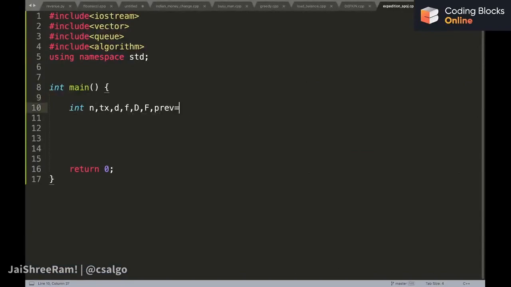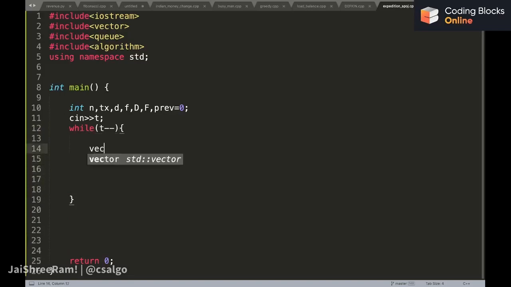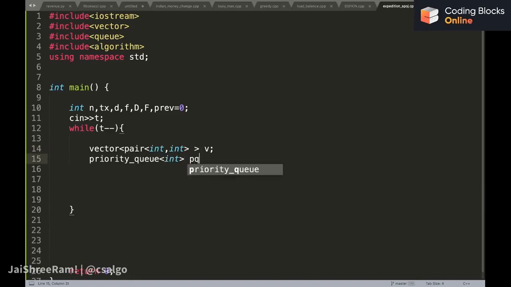I will explain what all these variables are. Firstly we need to input the number of test cases, and for each test case we have to do some work. Firstly I will make a vector to store the fuel stations and their capacities. It will be a vector of int, let's call it v, and we will also need a priority queue to store the capacity of the fueling station. That we discussed, so that is there.